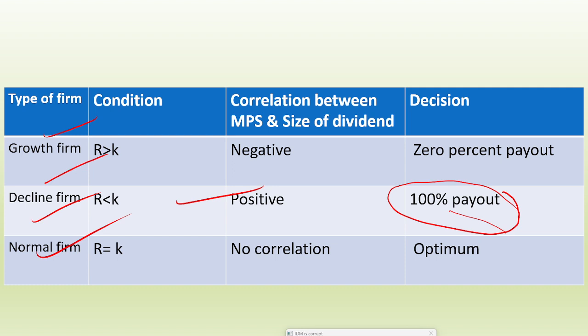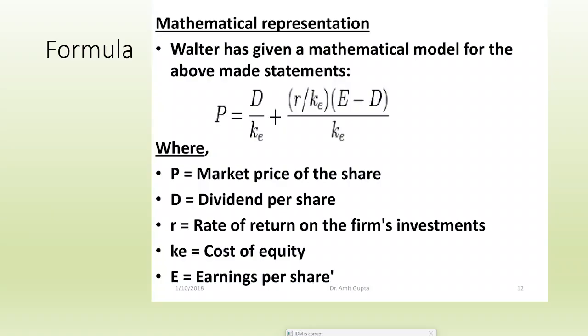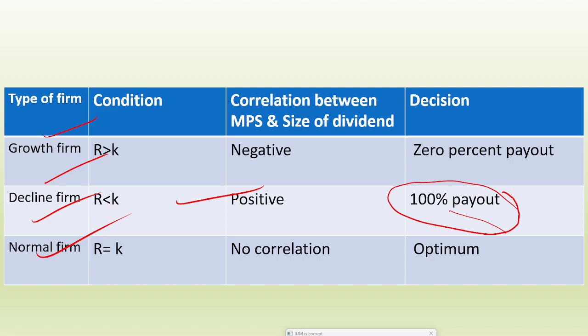In the case of a normal firm, there will be no correlation. R is equal to K. Here they will decide and an optimum decision will be taken. Whatever the company feels like doing, they will do.